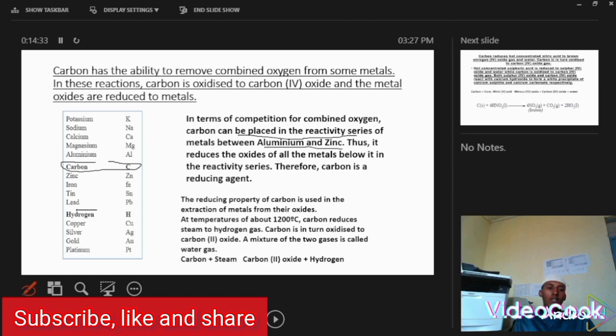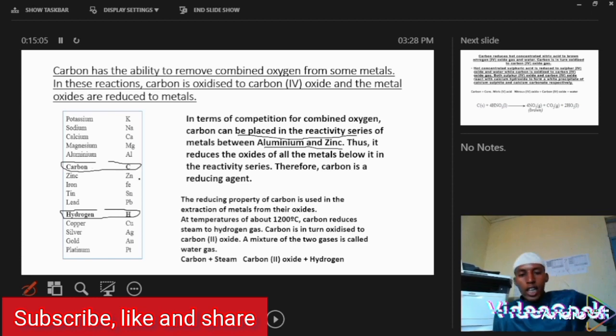The same way, hydrogen can also be placed in the series. If you remember, the reducing property of hydrogen gas can be placed between lead and copper. That means hydrogen can remove oxide from less reactive metals such as copper, silver, gold, and platinum. But carbon can remove oxide from zinc, iron, tin, lead, copper, silver, gold, and platinum. That's why we put carbon between aluminum and zinc.